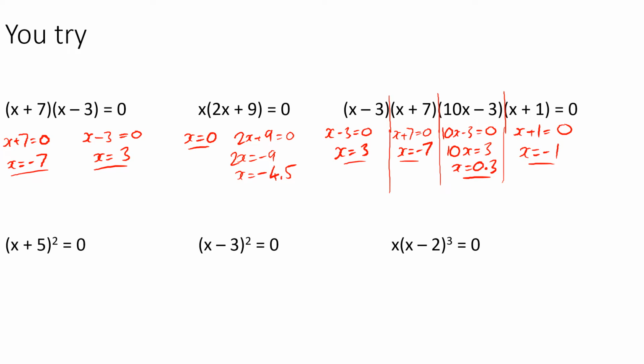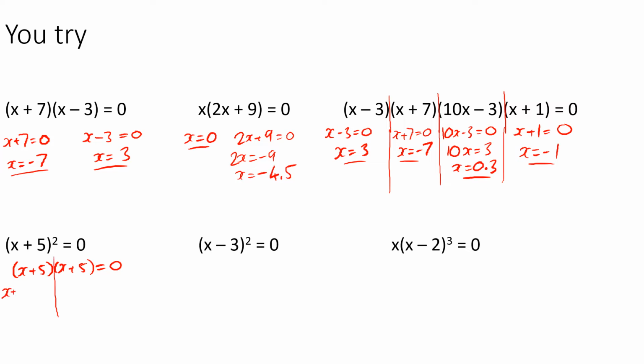Okay, great. What about this one? Well, we're saying if something squared is 0, I suppose realistically we could square root both sides and just say, so x plus 5 equals 0. But probably going forward, a better way to think about this is, remember that if you've got a square by a bracket, it means that bracket happens twice. So this is really saying x plus 5 times x plus 5 is 0.